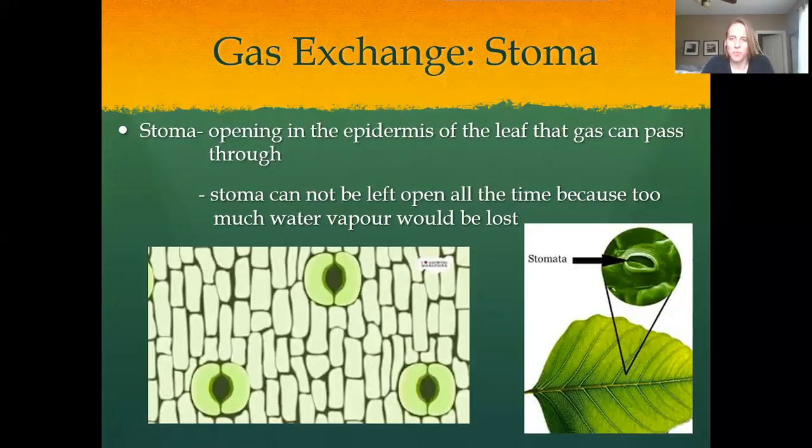If you just left the stoma open all of the time, the plant would die because it would lose too much water vapor, essentially through evaporation. And so that's why the guard cells have to be there to close the stoma if too much water is being lost.